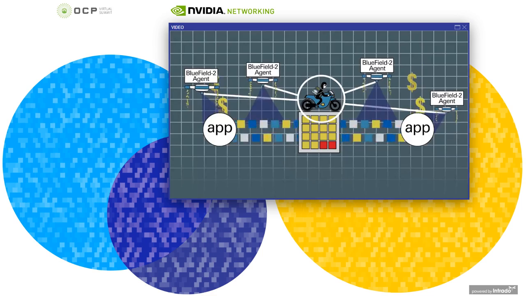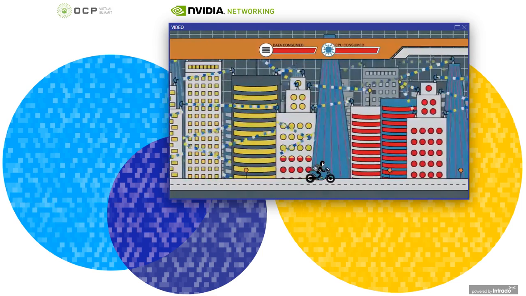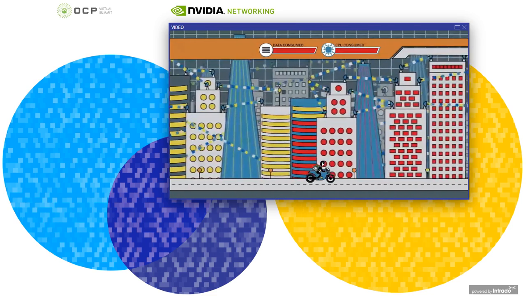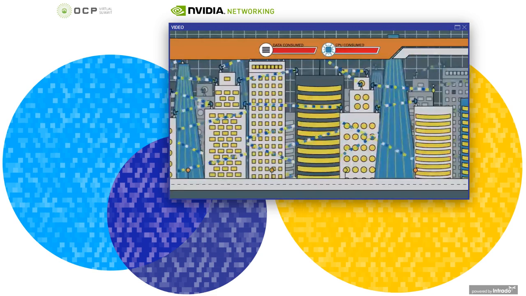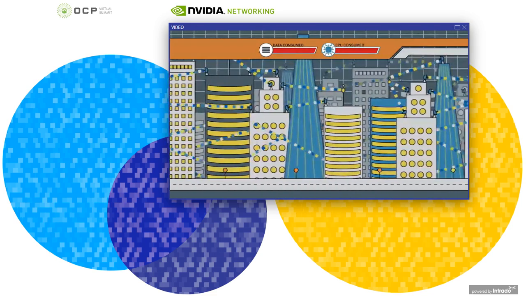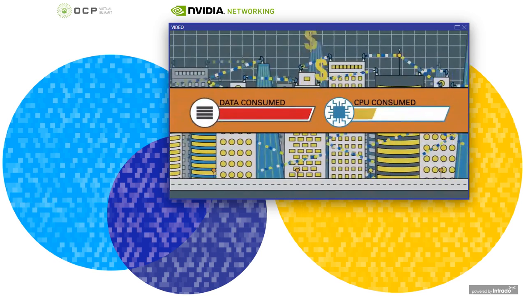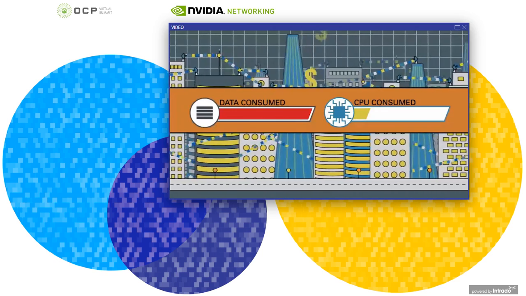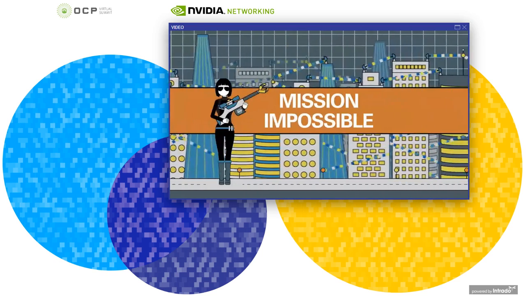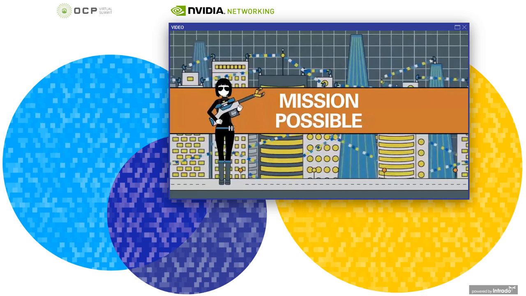BlueField-2 IPU is a new class of coprocessor that offloads the CPU and improves efficiency by delivering high performance, programmability, and security to answer the data-centric architecture challenges by freeing CPU resources securely and efficiently while maximizing return on investment, and changing the game to make what was once thought impossible, possible.